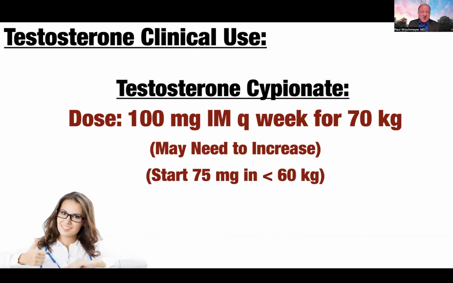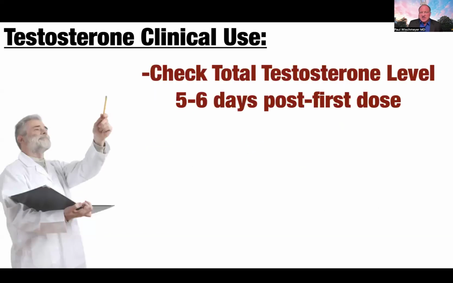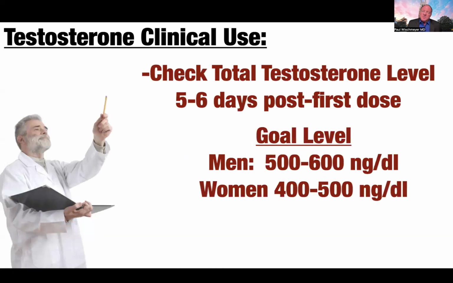Lower doses in smaller people. This is done in women with doses of 50 milligrams, often 50 to 75 milligrams in women. Your targets are a little lower. You check the total testosterone level, again, with the add-on lab 5 to 6 days after the first dose. You want them 500 to 600 in men. Women, a target of 400 to 500 is a reasonable target. Some people even say 350.